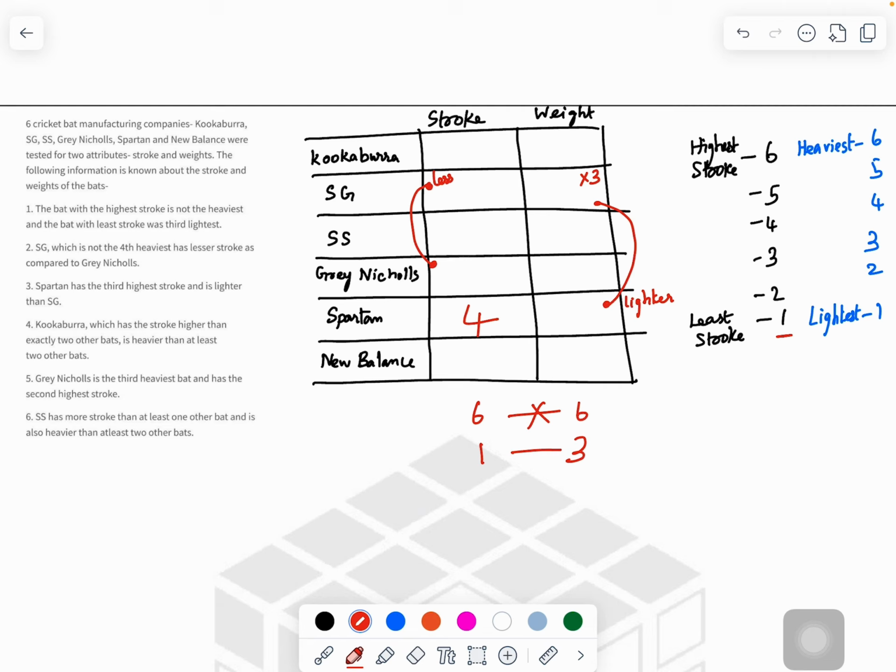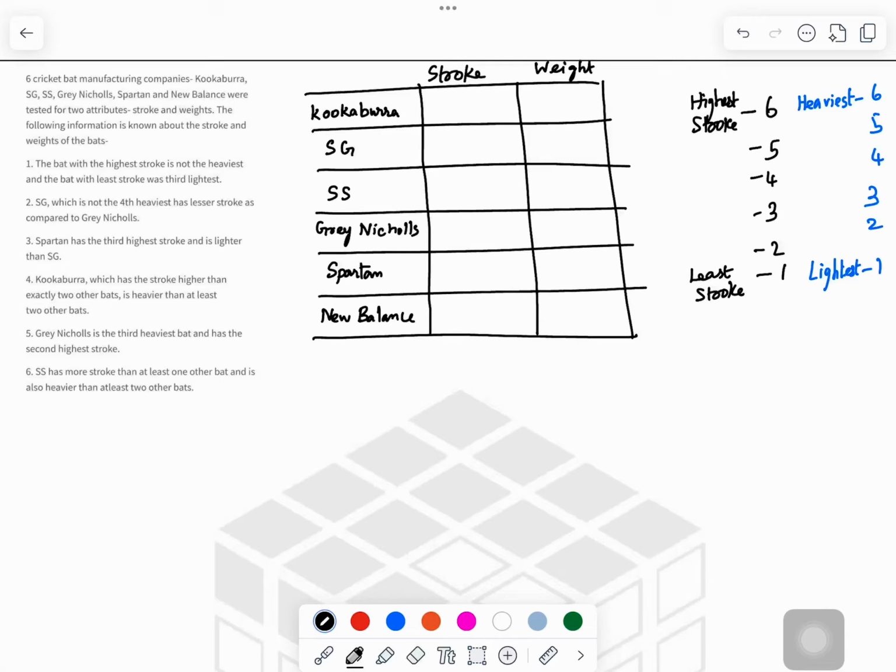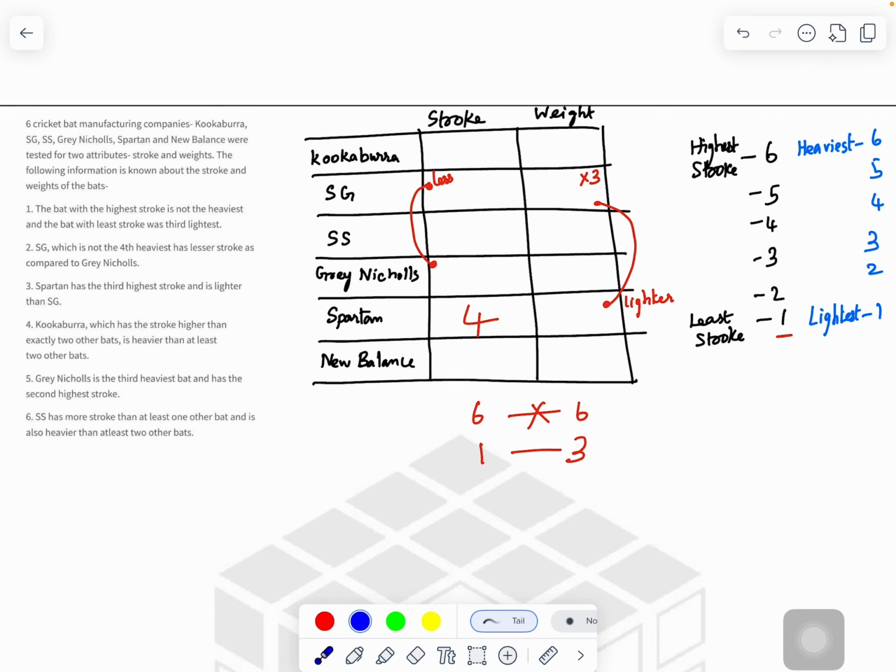Now point number 4. Kookaburra has a stroke higher than exactly 2 other bats. This is least stroke, this is second least stroke, this is third least stroke. So it will have a stroke higher than exactly 2 other bats. So 3 is the number that we are going to fill in for Kookaburra, which has a stroke higher than exactly 2 other bats. So for Kookaburra, we are going to fill the number 3 here.